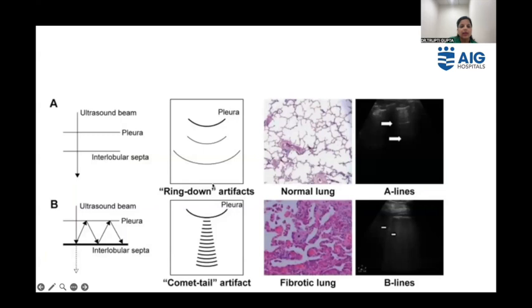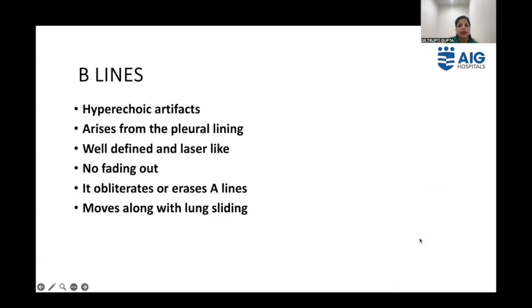Because of this widening, the ultrasound beam keeps on moving back and forth in the interlobular septae, giving rise to this artifact called comet tail artifacts, also known as B lines. To consider a line a B line, there are a few criteria to be met. First, it should be a hyperechoic artifact. It should be arising from the pleural lining. It is well defined and laser-like. There is no fading out. It obliterates or erases the A line and moves along with the lung sliding.